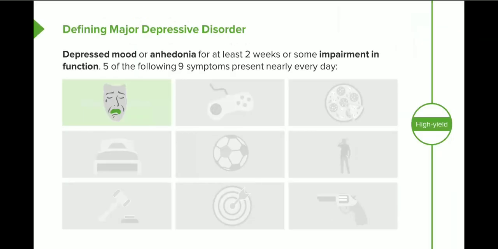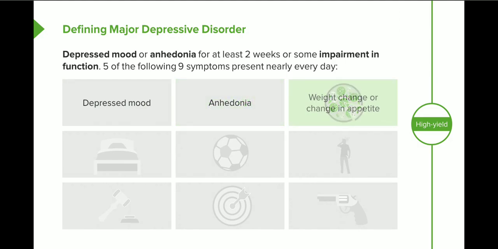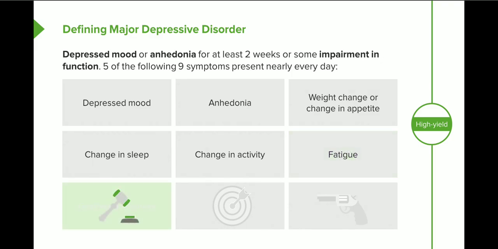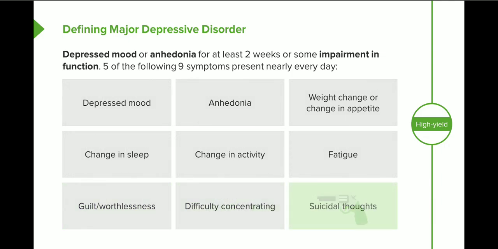Those 9 symptoms can include depressed mood, anhedonia, as we mentioned, weight change or change in appetite, change in sleep, change in activity, fatigue, feelings of guilt or worthlessness, difficulty in concentrating on things, and suicidal thoughts. So 5 of these 9 have to be present for at least 2 weeks along with either the depressed mood or anhedonia, and that's how we define major depressive disorder.